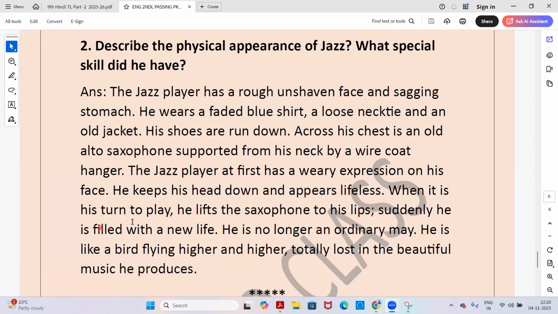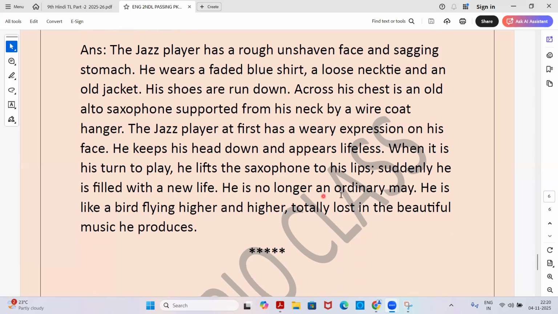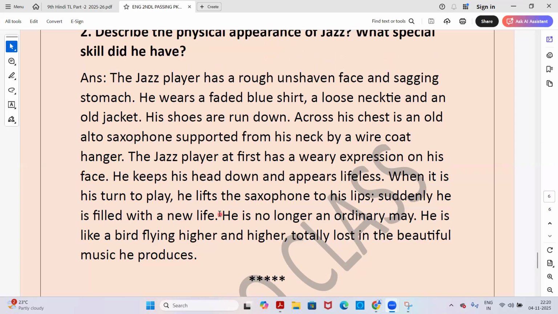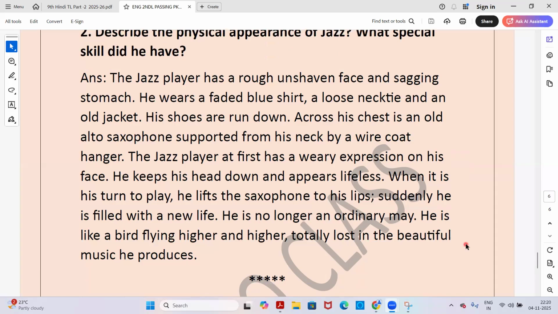When it is his turn to play, he lifts the saxophone to his lips. Suddenly, he is filled with a new life. He is no longer an ordinary man. He is like a bird flying higher and higher, totally lost in the beautiful music he produces. Okay. So this was the second long question, and with this question answer, we come to an end of this video. We have discussed almost all the questions of this chapter, which can be asked in your exams.